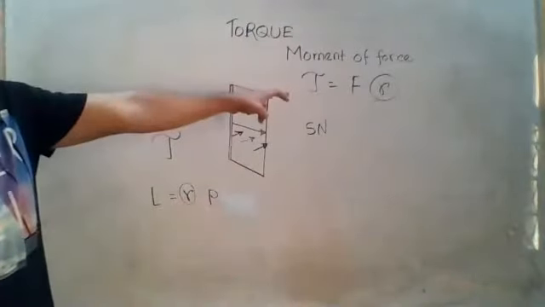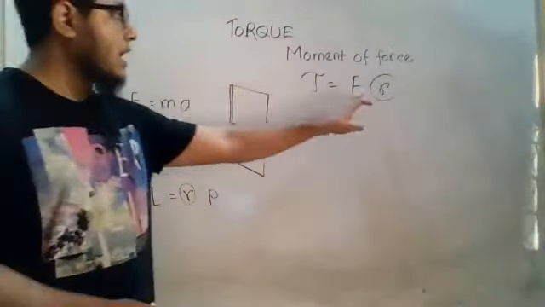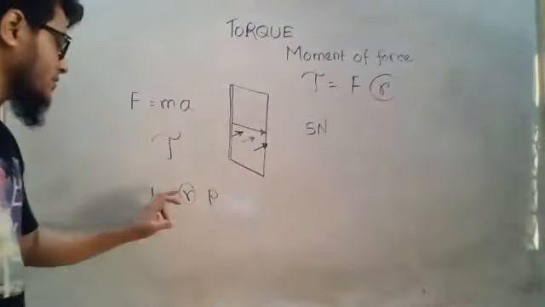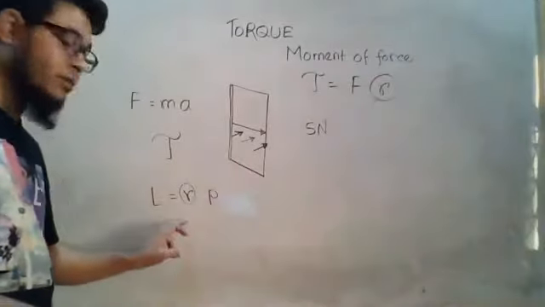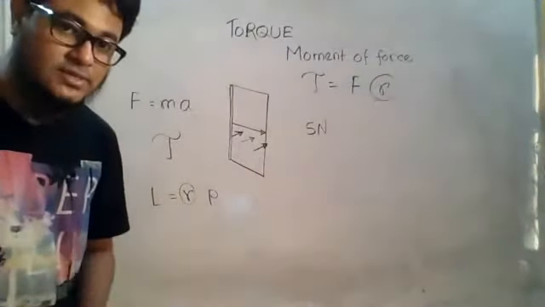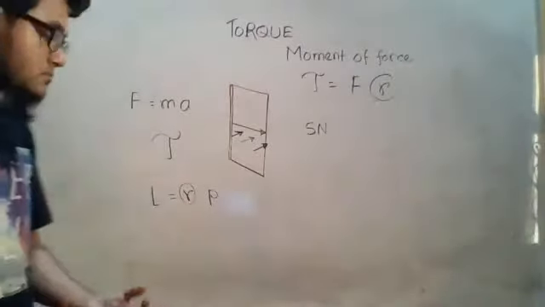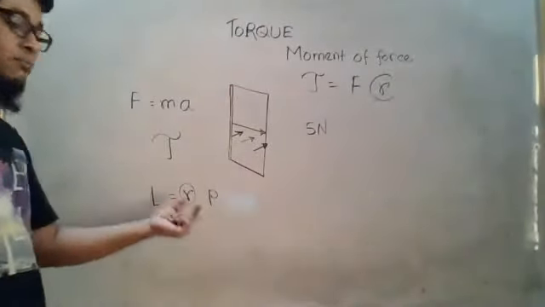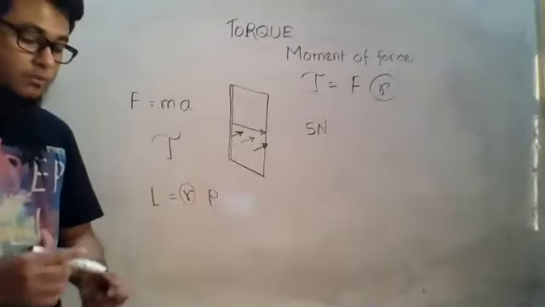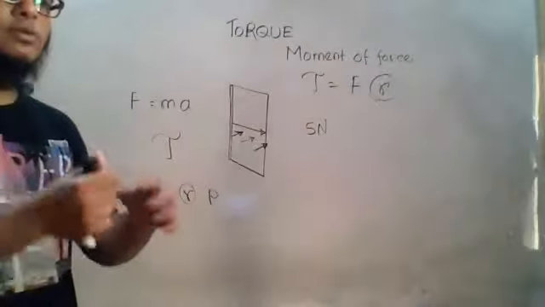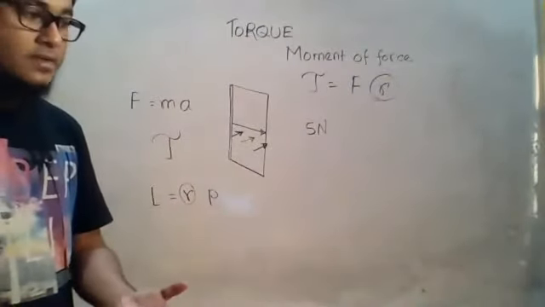If you compare this one, I'm multiplying distance with force, that is my moment of force. Here I'm multiplying distance with linear momentum. So moment of linear momentum, I can say this, right? That is why it is written in your book that angular momentum is the moment of linear momentum. Whenever we multiply the distance from the center with something, it becomes the moment of that particular thing. Is it clear?